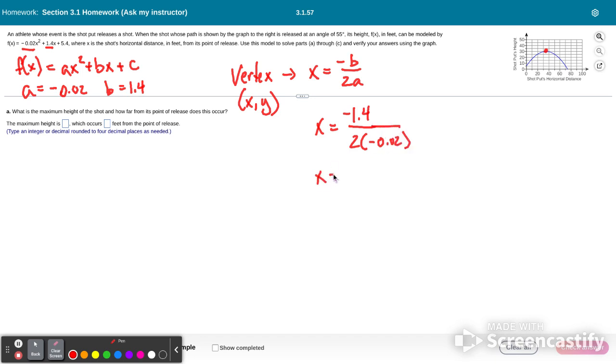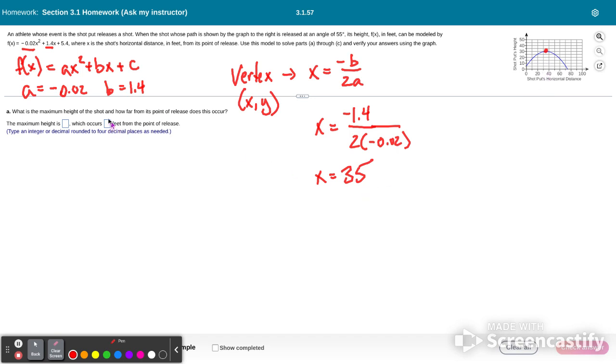Pull out my trusty calculator, and I have negative 1.4 divided by 2, open parentheses. That's not going to work. I didn't do that right. So let's go that way. Negative 1.4 over 2 times negative 0.02. And that comes out to be x equals 35. That makes sense, because if you see this, there's 20, there's 30, so it's like 35. Yep, so x equals 35.